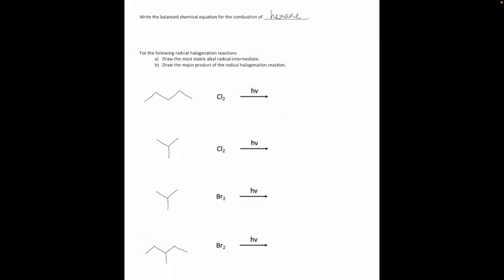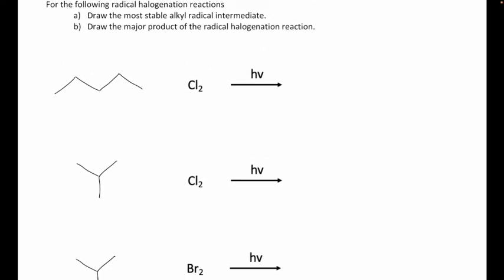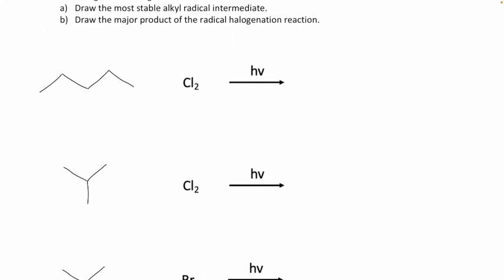Okay, so first of all, you can take a second to copy these 4 molecules. Those are our questions here. Okay, so the first step is to draw the most stable alkyl radical intermediate. In these questions, you're going to have a radical on one of your carbons in your molecule. Right, that's how these reactions take place here.